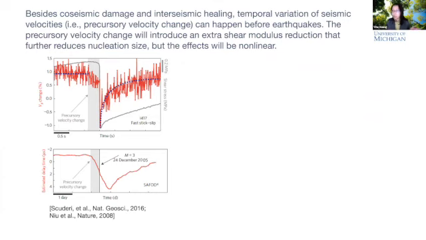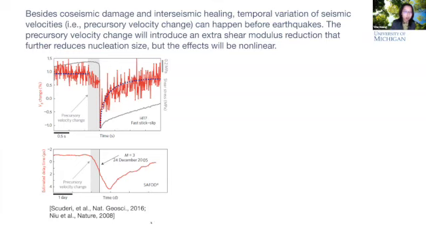So this is one type of the temporal change of the near fault materials. And another type that I'm going to show today is what we call the precursory velocity change. This means that before the earthquakes, sometimes people can observe temporal variations of the near fault seismic wave velocities. And this has been a popular topic going back to like 50 years ago. And recently there have been more observations in laboratory experiments and also in field observations.